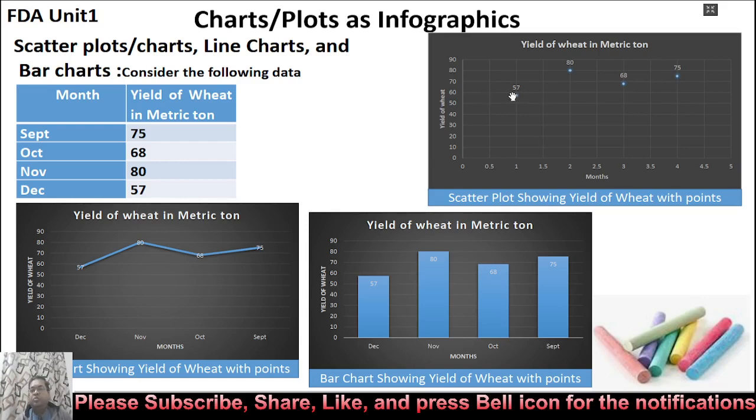The scatter plot means just showing the points, line means you are drawing the line between these points, and bar graph you are just drawing the bar. Now when the point is at the mid, you are just taking some bar width, and you are drawing this bar graph here. So this is your representation of the data.